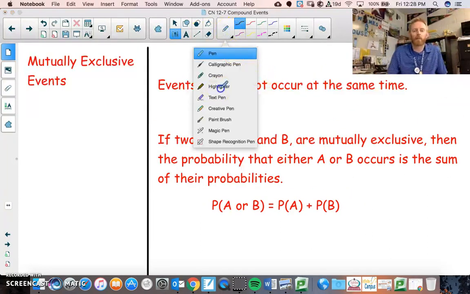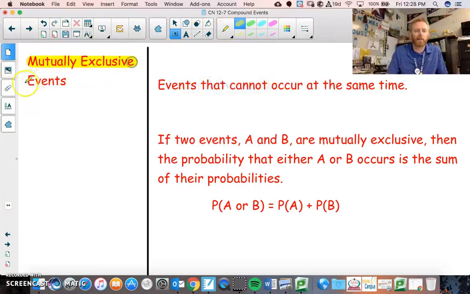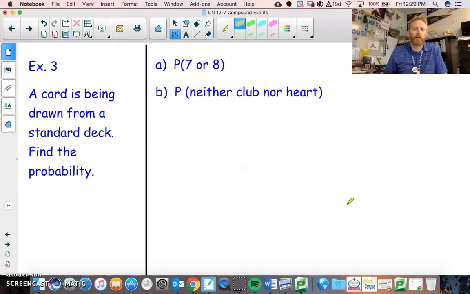Our next thing is something you probably haven't heard of before. It's called mutually exclusive events. It means that they have events that just plain cannot happen at the same time. So if two events A and B are mutually exclusive, then the probability that either A or B occurs is the sum of their probabilities. So what we're going to do is, for A or B, we're just going to add together those two probabilities. So here's how it works.